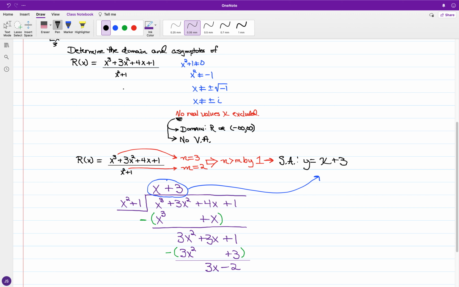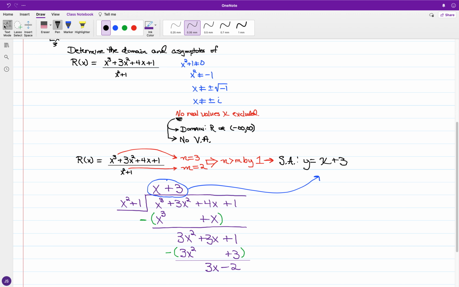Just summarizing: for the fraction, there's no real value that will make the fraction equal to 0. Only complex numbers will do this, and we're not working with a complex number system. So x can be anything for the whole rational expression to be defined. So the domain is going to be the set of all real values. And since there are no real values excluded from the domain, there is no vertical asymptote. In terms of any asymptote at all, it is going to be a slant asymptote, whereupon we have that y is equal to x plus 3.